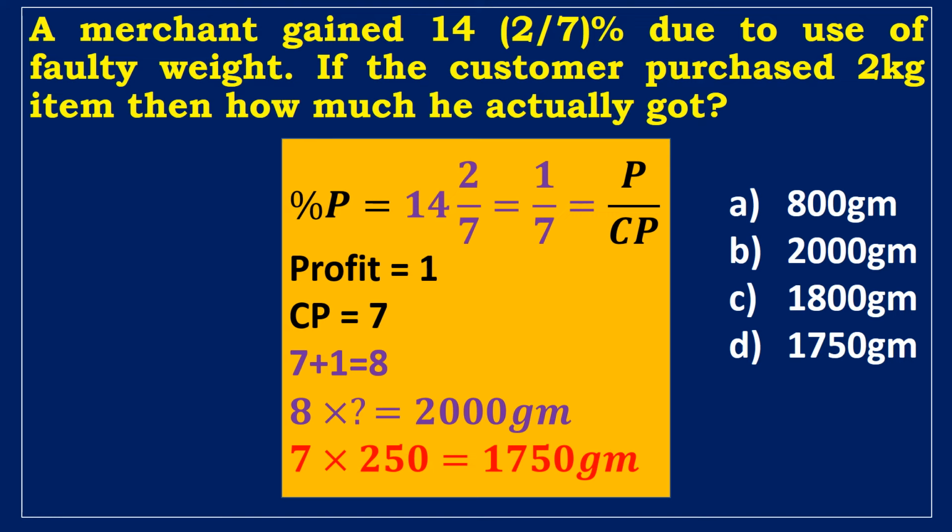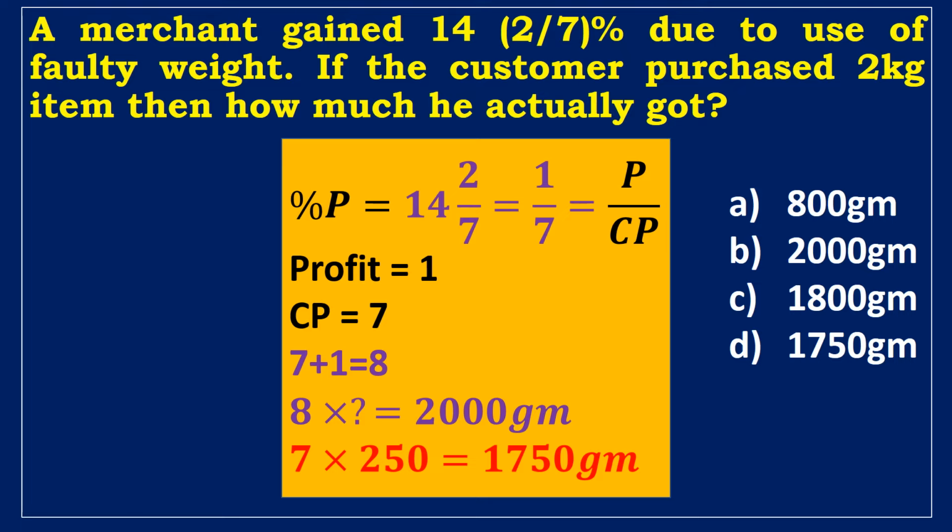In this case, from the profit percentage formula, the profit is equal to 1. The cost price is 7. The selling price is equal to the sum of these two values, which is 8. In order to calculate the actual profit of 7 parts, we must first determine the profit of 1 part selling 2 kilograms. 2 kilograms divided by 8 equals 250 grams or 1 part. Then multiply this value by 7 to obtain the actual profit, which is 1750 grams.